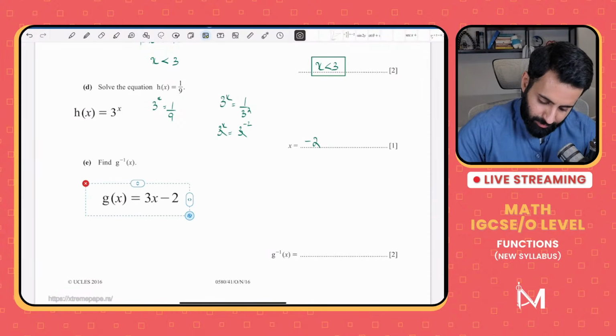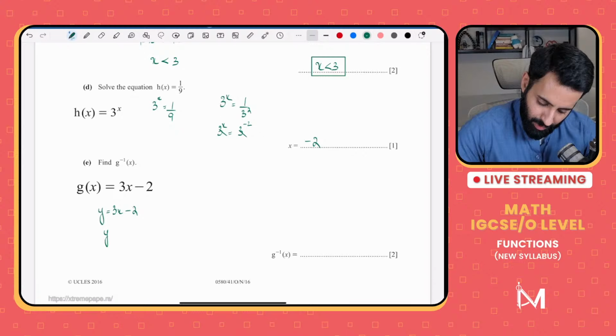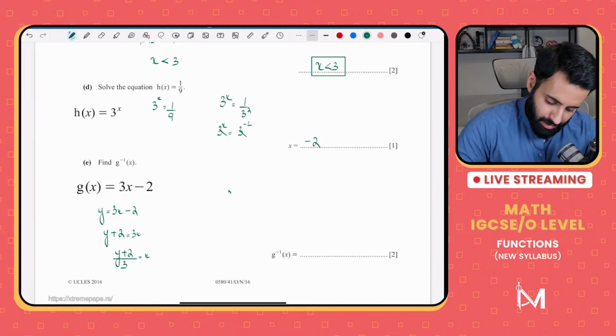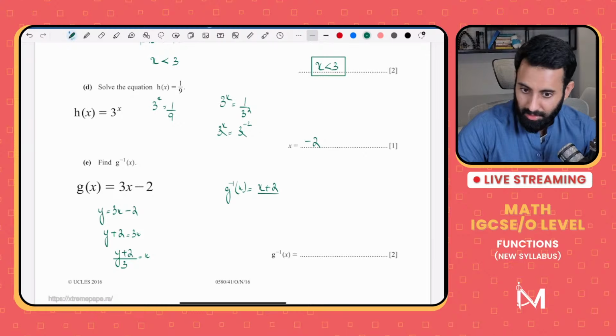Okay, now let's find g inverse of x. So y is equal to 3x minus 2. y plus 2 is equal to 3x. And y plus 2 upon 3 equals x. Then the last part, where we replace x with g inverse of x. So that's going to be equal to x plus 2 upon 3.